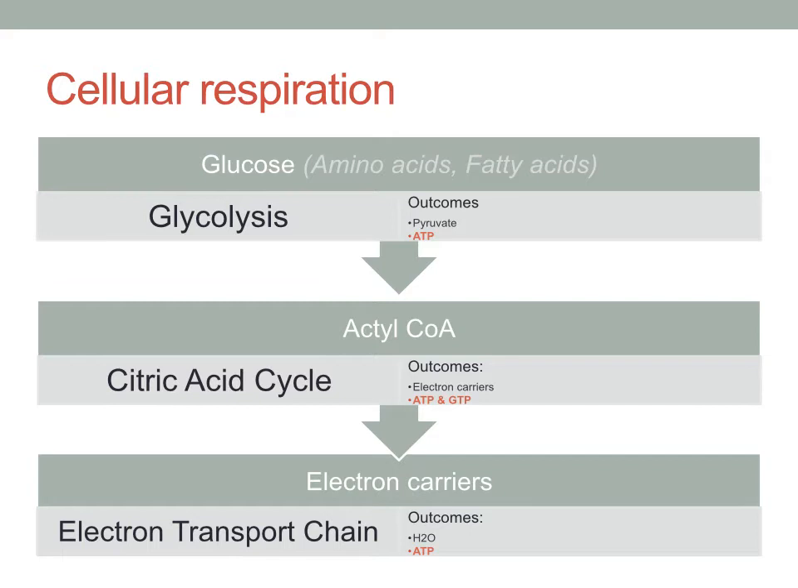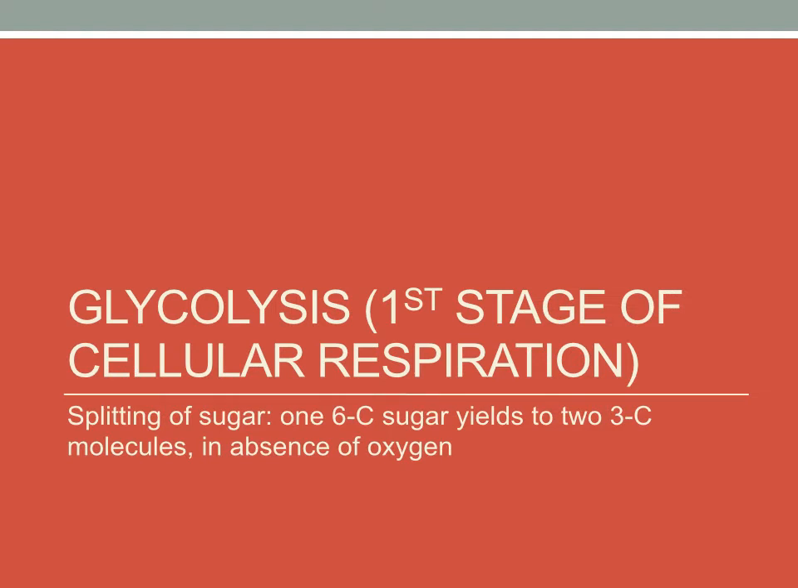And the outcomes of the citric acid cycle are ATP molecules and electron carriers. Then electron carriers, which are the real carriers of energy, will be themselves transported through an electron transport chain, and the final outcomes of the process will be water and ATP molecules. So let's first see the first stage of cellular respiration, which is glycolysis.